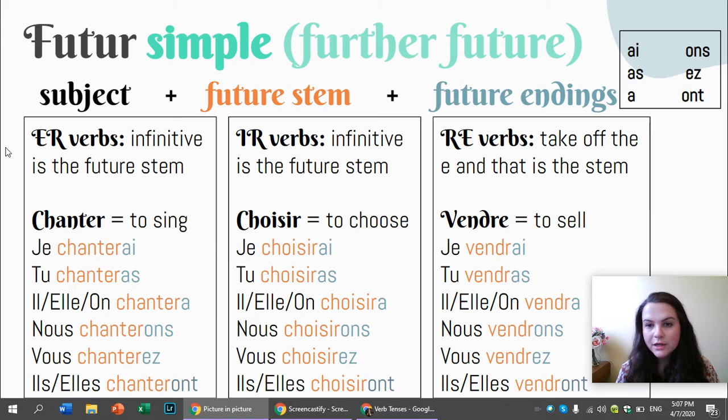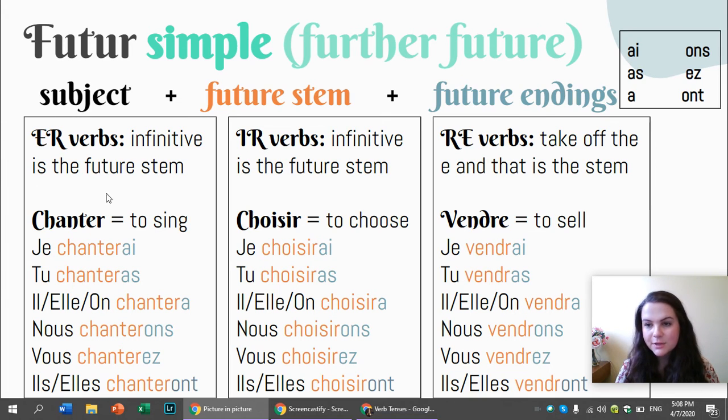And then for RE verbs, it's a little different, just a tiny bit different. All you need to do is take off the E, and then that's the stem. So you can't add those endings on when there's still the E there. You just need to take it off and then add them to the end there with just the R at the end. So je vendrai, tu vendras, il, elle, on vendra. So you take off that E, add on those endings, and then you have the future for RE verbs. And that translates to I will sell.